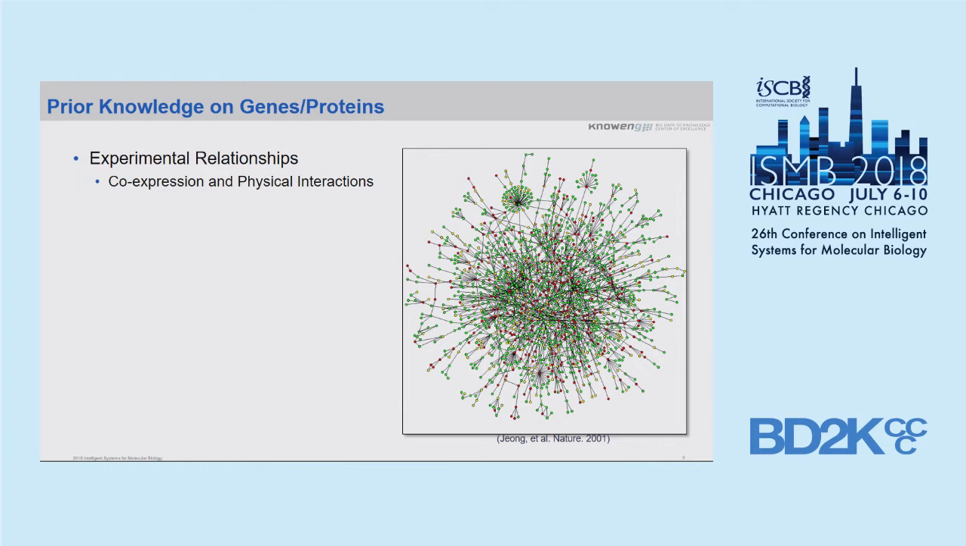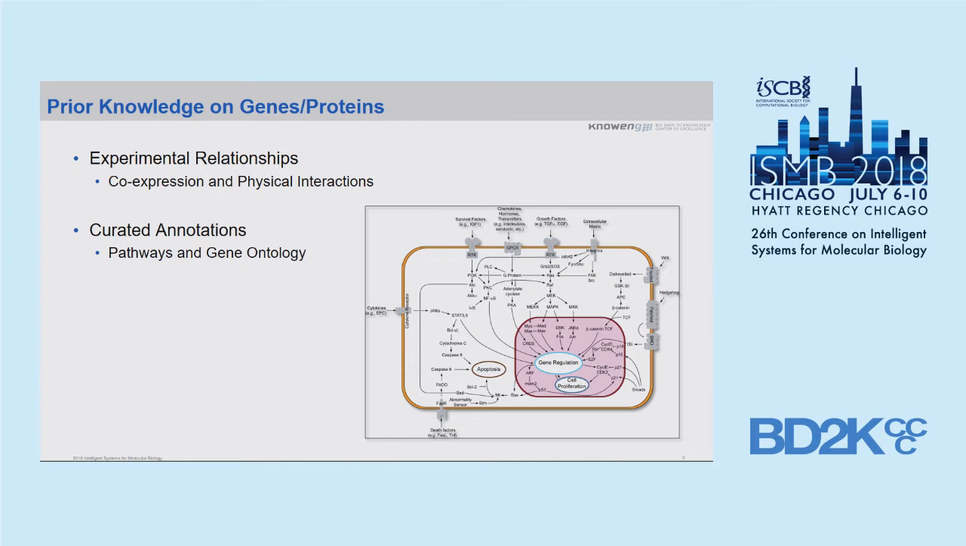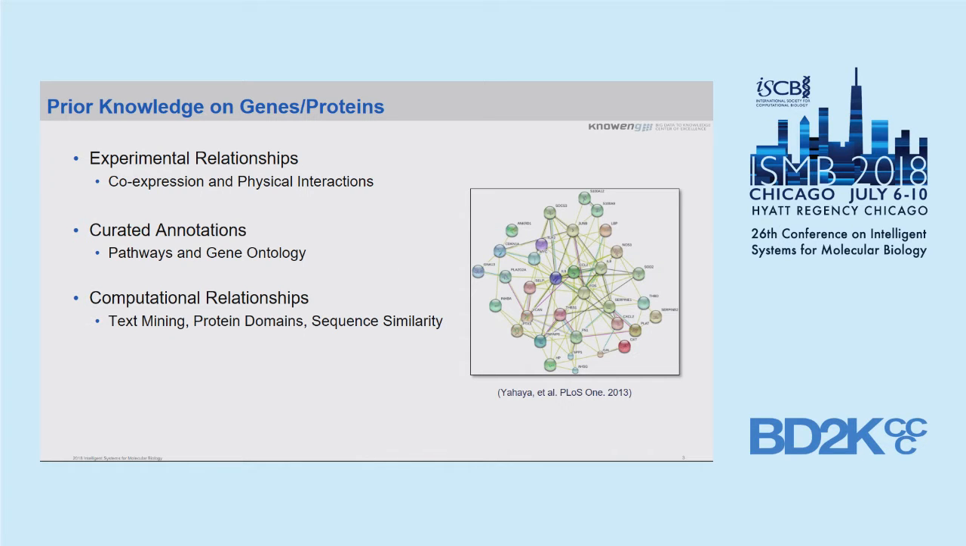There are many different types of prior knowledge on genes and proteins. You can have experimental relationships defined by co-expression or physical interactions. You can have curated annotations, pathway and gene ontology are examples. You can have computational relationships between the genes, edges created from text mining co-occurrence, from shared protein domains, or from sequence similarity. At Knowing, we gather these different types of relationships on these gene-protein entities together from different databases, and we store them, and we call it the knowledge network.